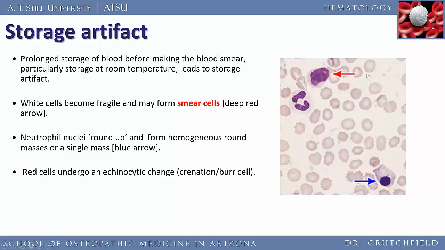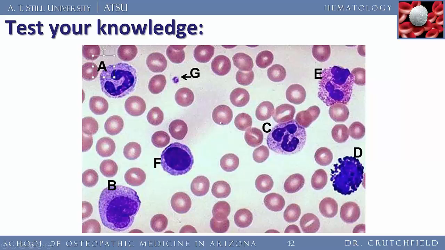So here we have white cells becoming fragile, creating a smear cell. Again, that's not something that I could tell you by looking under a microscope. And then down here, we have what they call nuclei roundup. And then you get lots of these Burr cells and crenated cells. So just artifact. That's the take-home message here. So let's take a look at this.